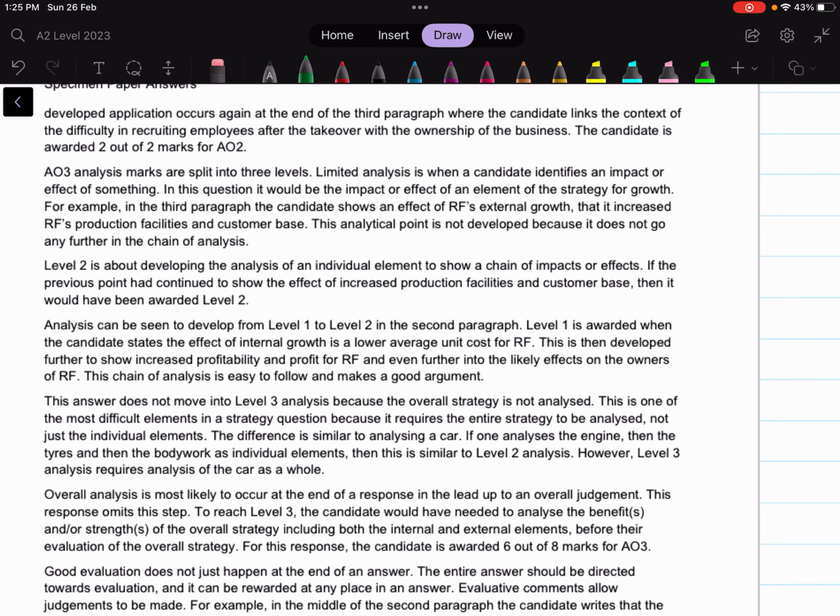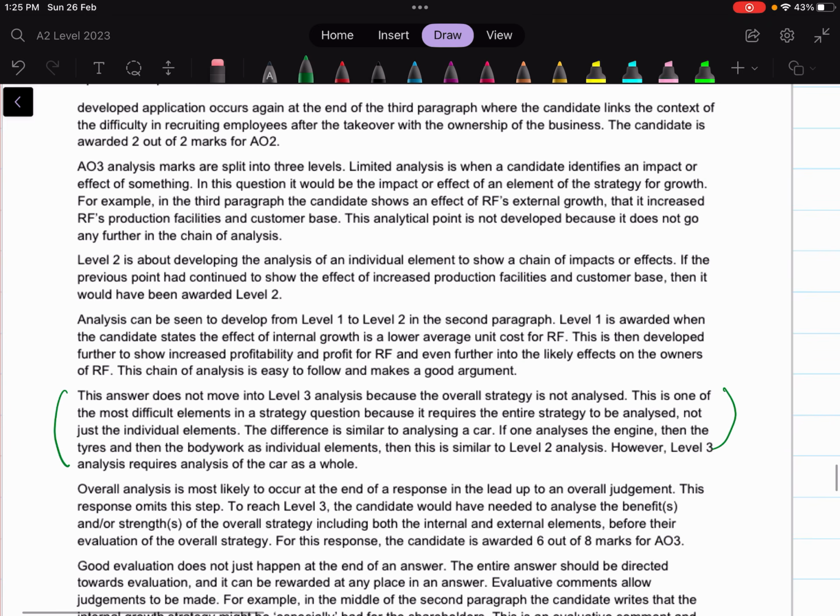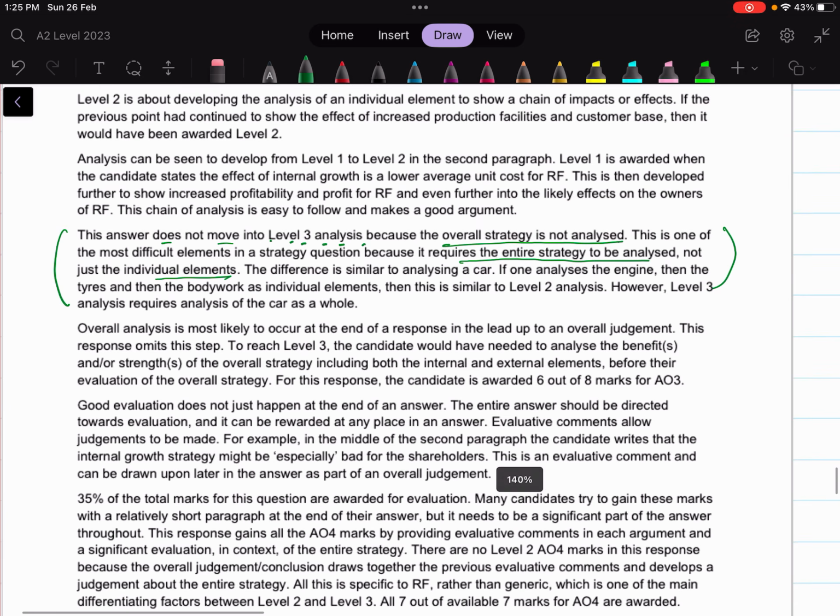So if you read this particular paragraph, you'll know that the answer does not move into level 3 analysis because the overall strategy is not analyzed. The same thing that we were discussing. It requires the entire strategy to be analyzed, not just the individual elements. So the answer was good.